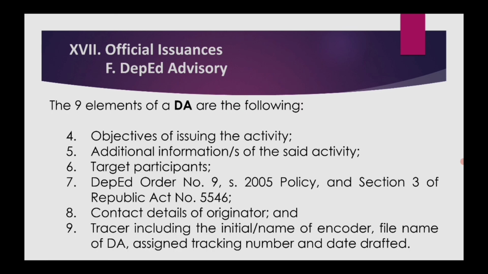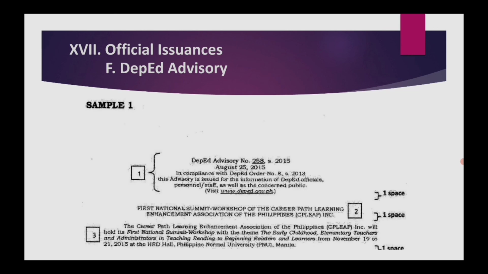Number 4, objectives of issuing the activity, additional information of the said activity, target participants, DepEd Order No. 9, Series of 2005 Policy and Section 3 of Republic Act No. 5546, contact details of originator and tracer, including the initial name of encoder, file name of DepEd advisory, assigned tracking number, and date drafted. So we have the sample here.